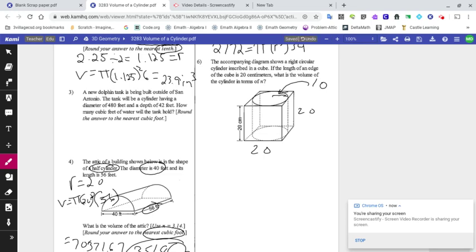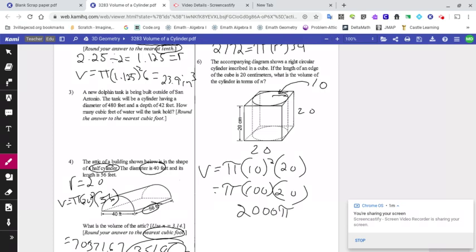So the volume of the cylinder is going to be pi r squared times the height, which is 20. 10 squared is 100 times 20 gives you 2,000 pi. When this says in terms of pi, that means don't multiply by pi, and that's your final answer. So it's 2,000 pi. What are we in? We're in centimeters, so centimeters cubed. That's it. Hopefully that answers all your questions, and see you next time.